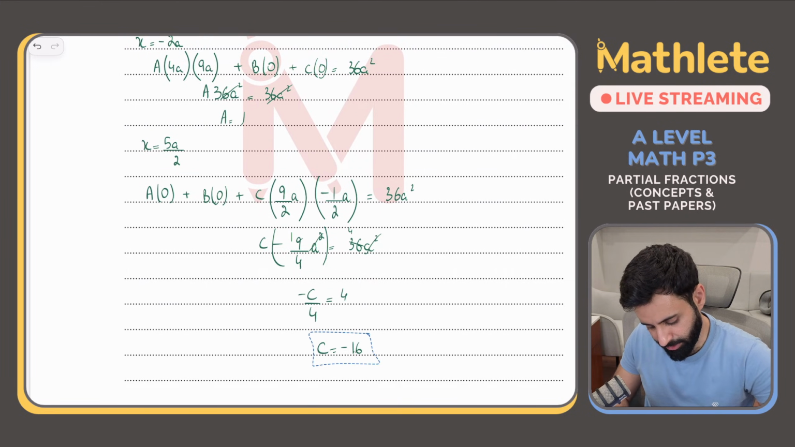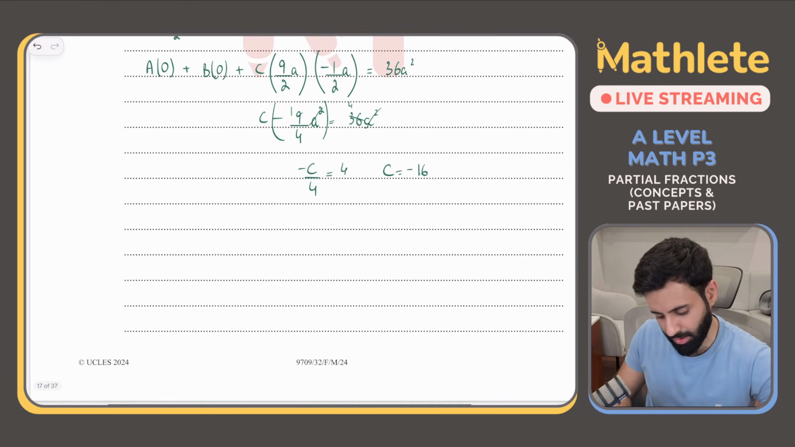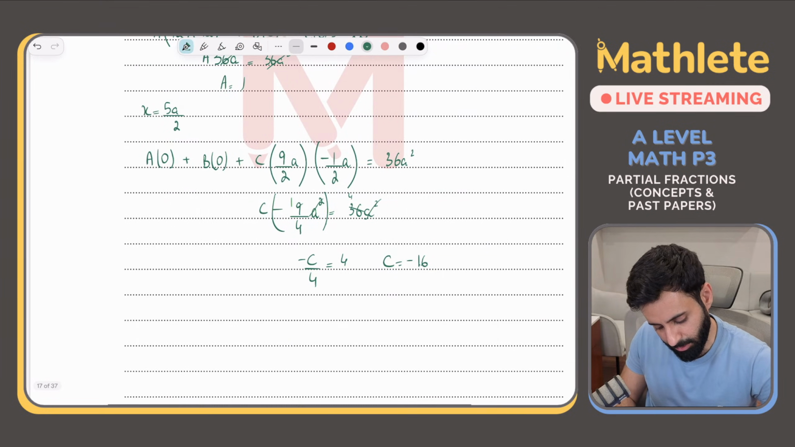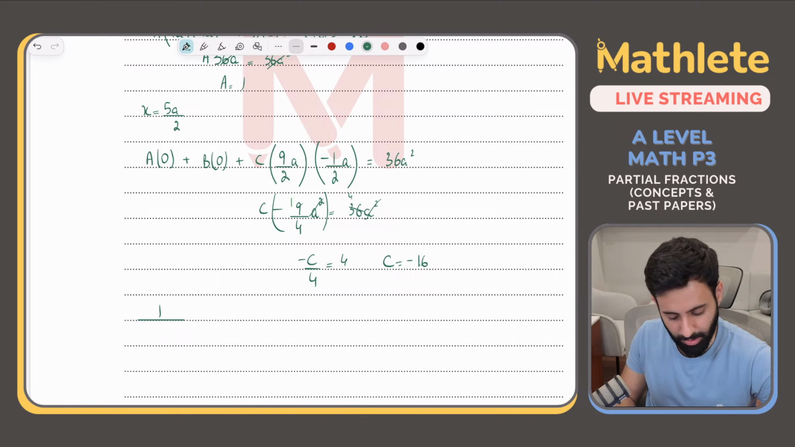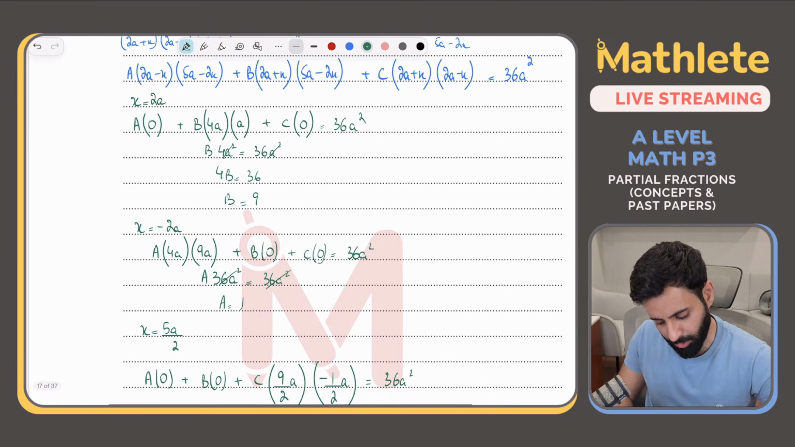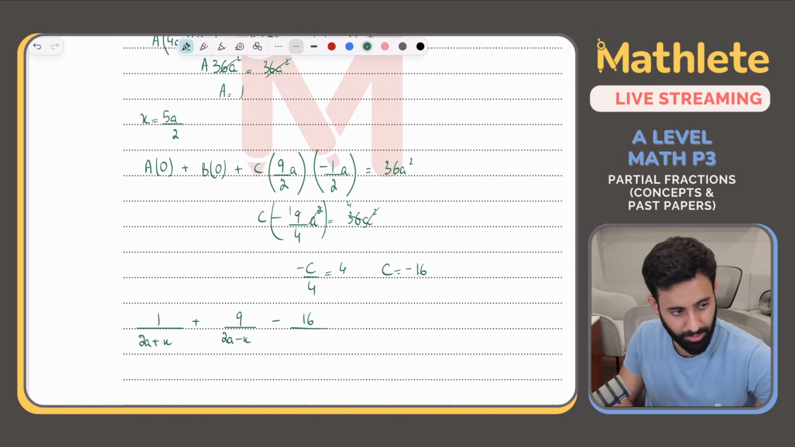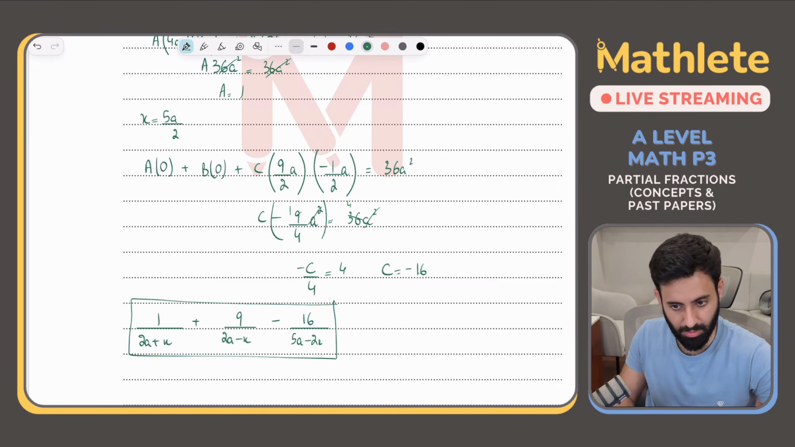Once you have the value of c, it's time to put it all together and write it as a fraction. This is what it's going to look like. A was 1, so that means 1 over 2a plus x. Then b was 9, so 9 over 2a minus x. Then c was minus 16, so minus 16 over 5a minus 2x. This is your answer.